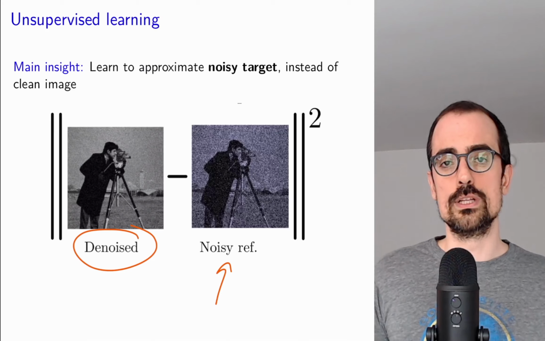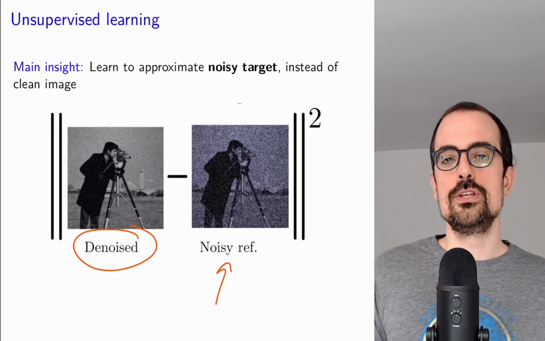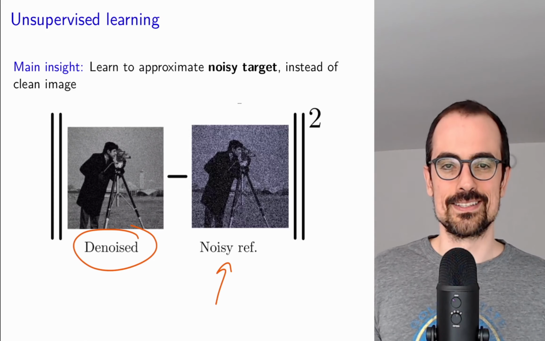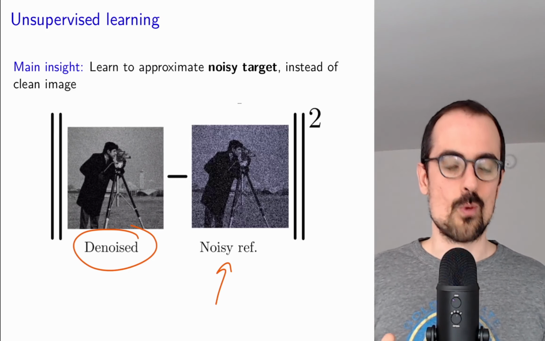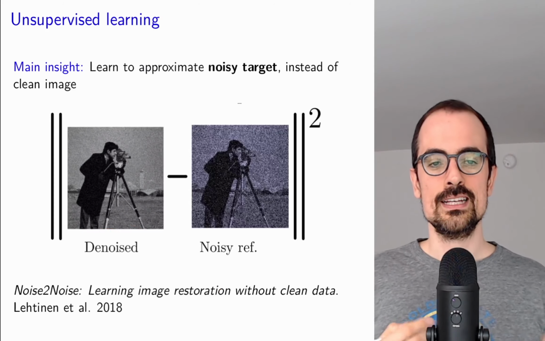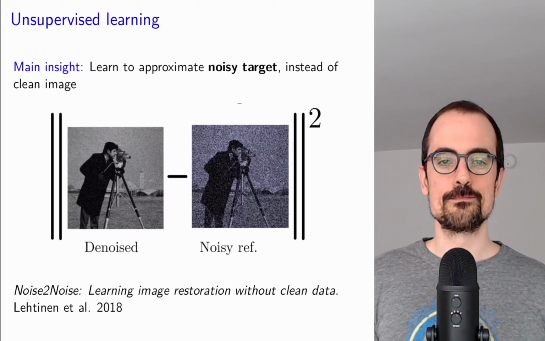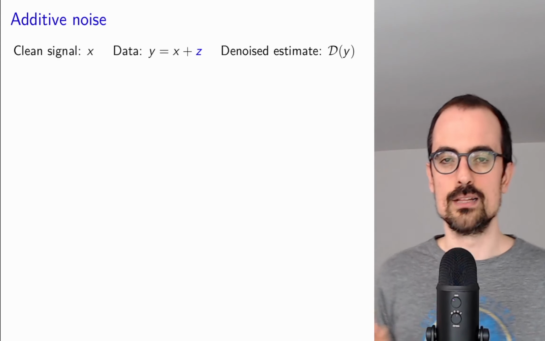Now we're saying, okay, we don't have a clean target that we can compare to. What if we use a noisy target instead? This sounds crazy the first time you hear about it, but let's see why it's actually a pretty good idea. And this idea was introduced in the noise-to-noise paper in 2018. So in order to illustrate why this is a good idea, let's do a little bit of math.